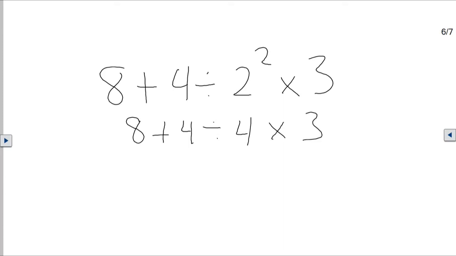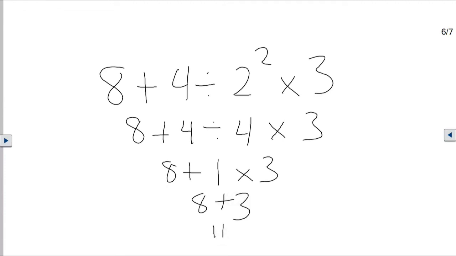Okay, multiplication and division. Again, we want to work left to right. We don't want to go 4 times 3 first. We want to start with our division. Okay, so 4 divided by 4 is 1. So it's 8 plus 1 times 3. Now we have addition and multiplication. Do your multiplication. And finally, you want to add.